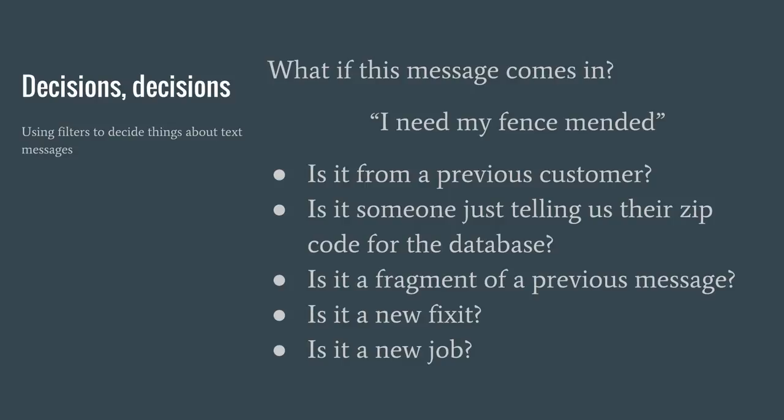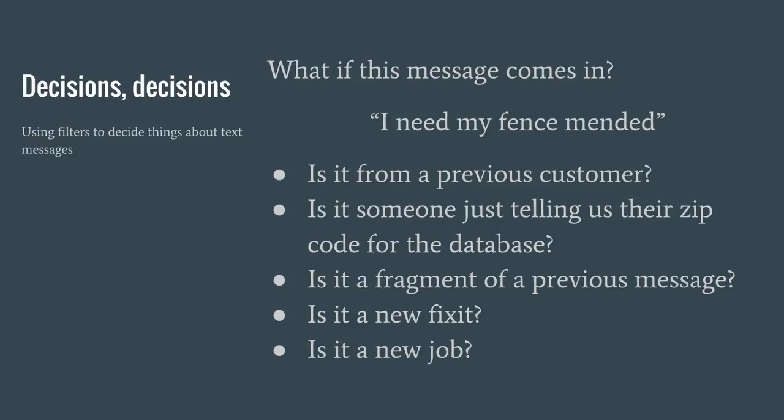So, I need my fence mended. Well, what are the filters for that? So the first thing we look at is, okay, is this from a previous customer? Is this from somebody that's already in our database? How about, is it somebody just giving us their zip code? We want to have everybody's zip code because that's how we figure out whether we're going to send the message to Bob or Fred or Harry or Sally, because let's say Harry is 200 miles away. Well, we don't want to relay the job to him because it's going to be too far away for him to come look at.